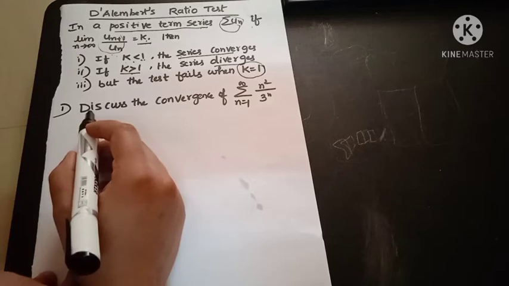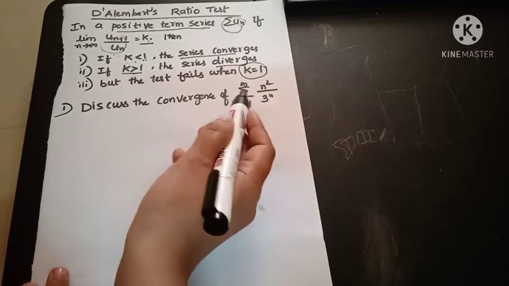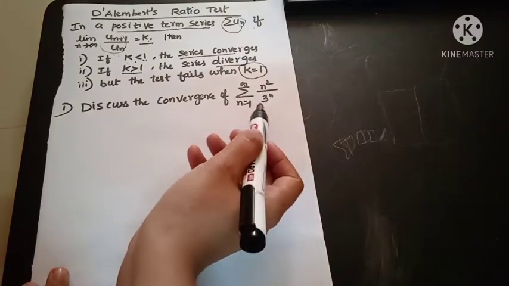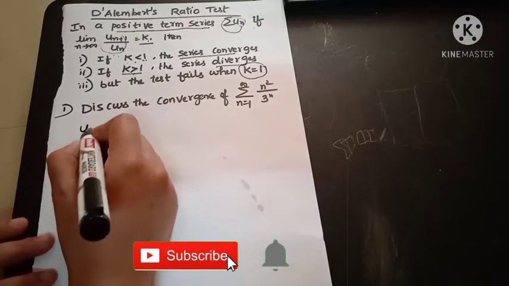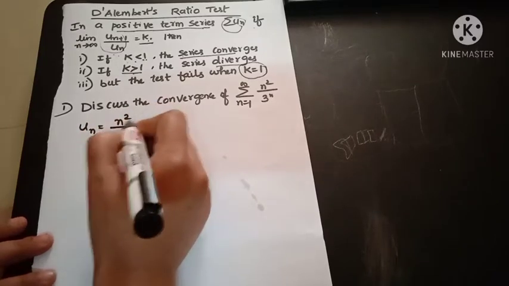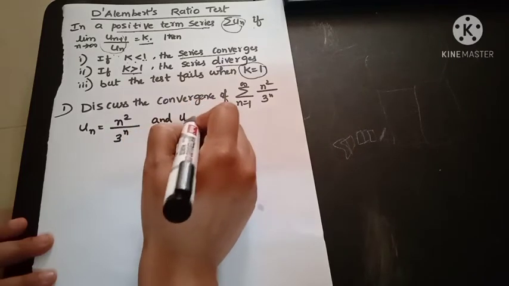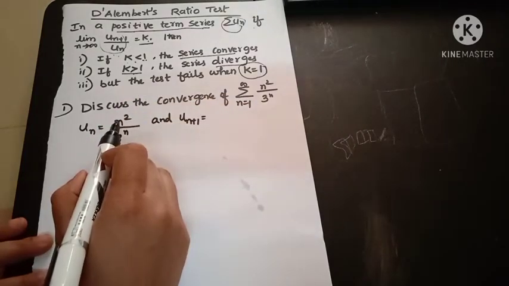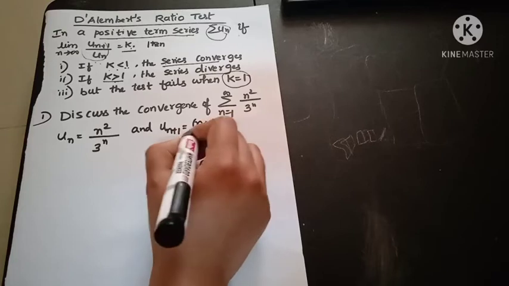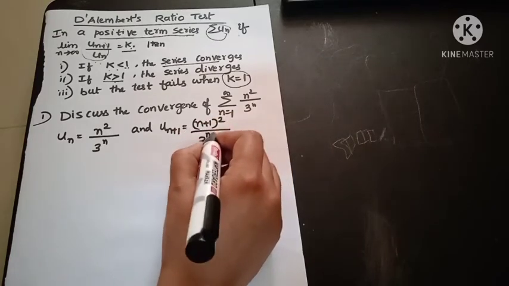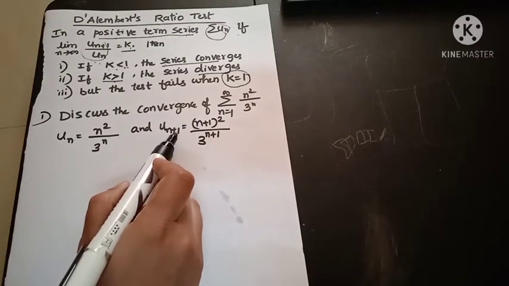So let us solve some problems. Discuss the convergence of the series n square upon 3 to the power of n. Here the nth term u(n) is n square upon 3 to the power of n, and u(n+1) is, that is, replace n by n plus 1, we get (n plus 1) whole square divided by 3 to the power of n plus 1. Replace n by n plus 1, then you get the u(n+1) term.